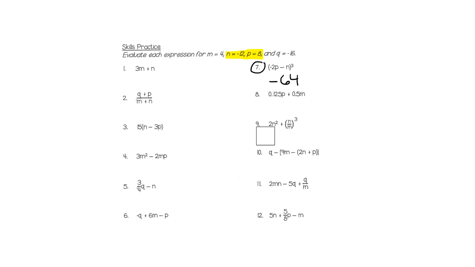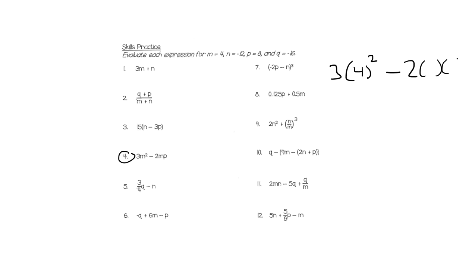Okay, so the one I'm going to do for you is number 4. That looks like a good one. 3 times m squared minus 2 times m times p. Now on this one, what I want you to notice is the m is being squared. The exponent is only an exponent for the m. Okay, so when you write this, it needs to be 3 times 4 raised to the second power minus 2 times m times p, and our m is 4 and our p is 8. Okay, so here we go.